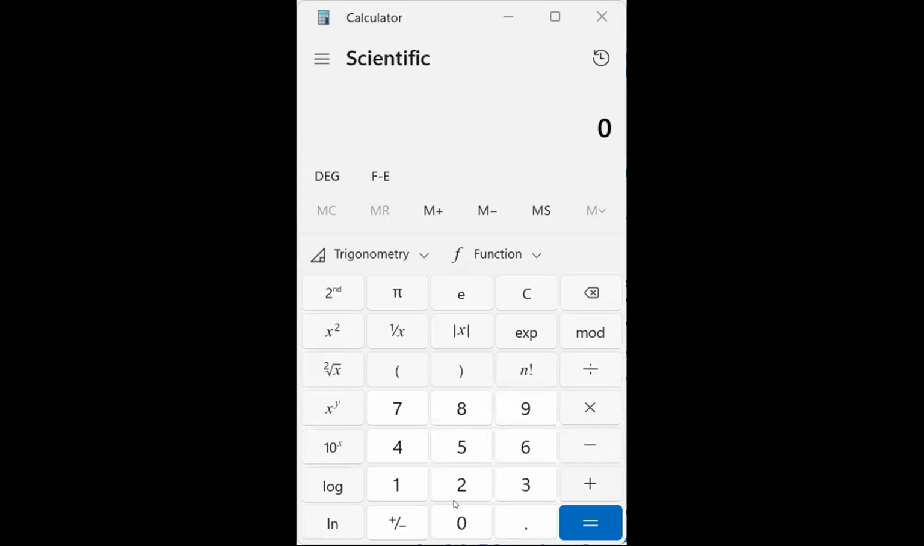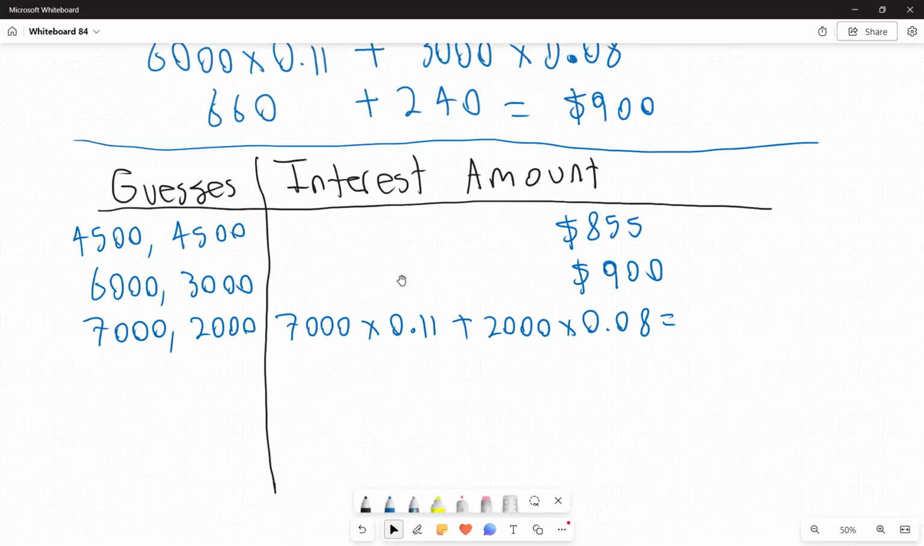So this is 7,000 invested at 11% plus 2,000 at 8%. So that's 930. So we got very close now. That's 930. And remember the total amount, the total interest Carlos got from these two funds was 236. Now, since we are very close, instead of increasing by 1,000, we are going to increase by 100.